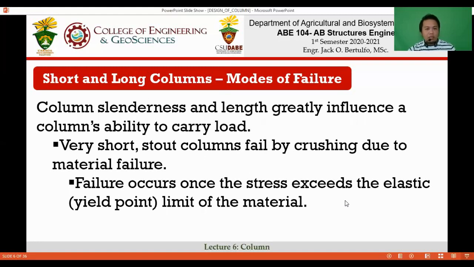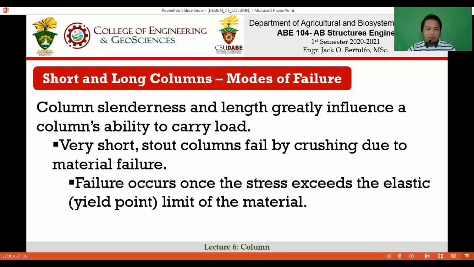Then column slenderness and length greatly influence the column's ability to carry load. So duha ka factor nga ato i-consider pag kuwenta sa column, ang slenderness niya ug ang length. So mao nga natay duha ka classification of column, short and long. So very short column can be failed by crushing due to material failure. So kung bubo ra kay siya, bubo lang kay ang imong column, ang possible failure nga mo-occur is due to crushing. So failure occurs once the stress exceeds the elastic limit of the material.